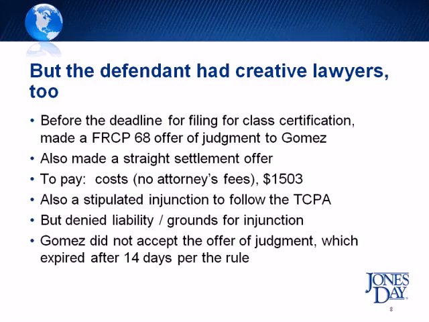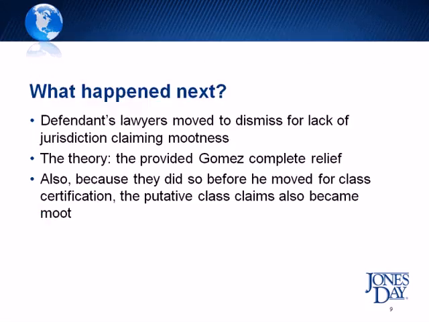Gomez, for his part, said, forget it, I want to move forward with my class action, and the offer of judgment, by rule, expired 14 days after it was made and not accepted. So what happened next? The defendant's lawyers moved to dismiss the case for lack of jurisdiction, saying this is moot. The theory being they gave Gomez everything he could possibly have wanted, there's nothing left to litigate. And also, because they did so before he moved for class certification, they thought that meant the putative class claims were also moot. If you can't represent yourself, you certainly can't represent a class.